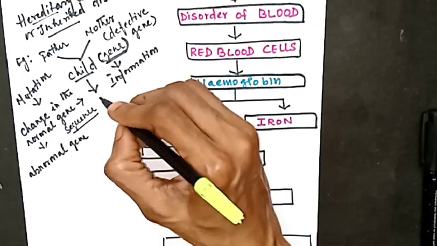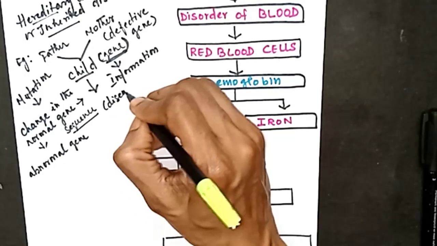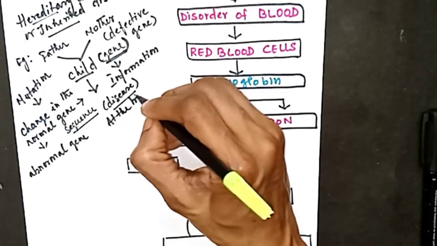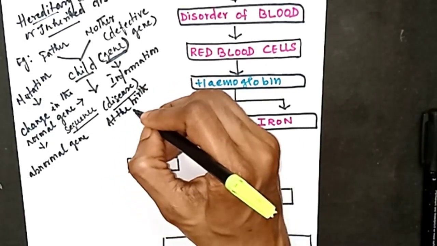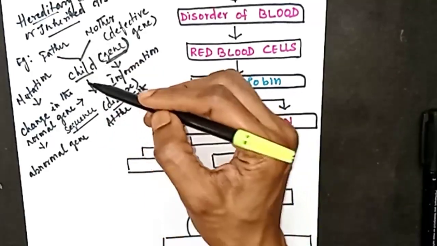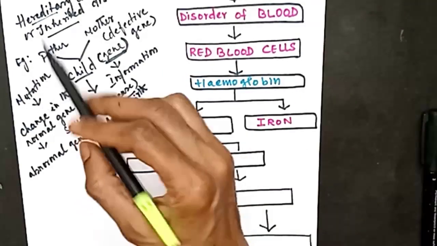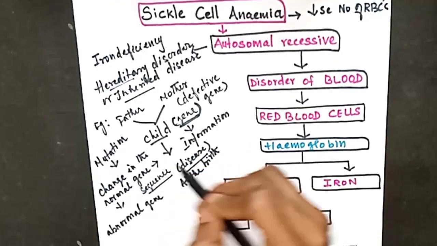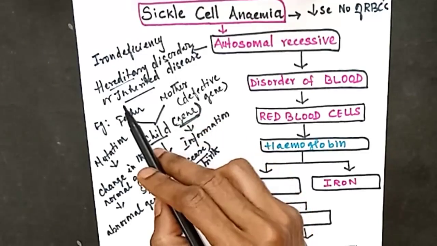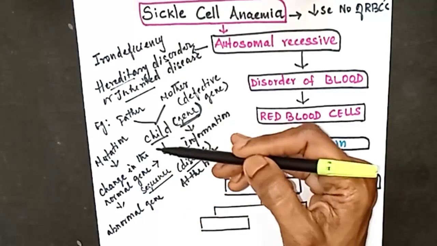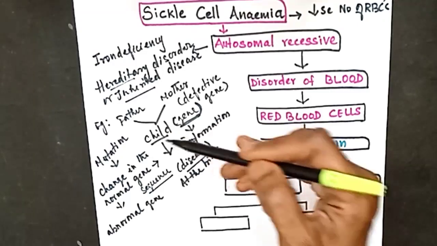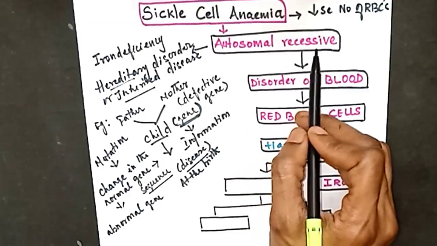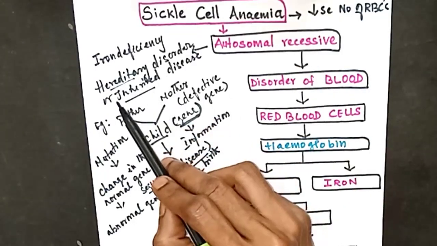At the time when the child is born, the child will be having the disease. The disease which is present at the time of birth, which is passed from their parents to the child, is called a hereditary disorder or inherited disease. It is passed from one generation to the next generation through the gene. So sickle cell anemia is an autosomal recessive hereditary disorder or inherited disease.